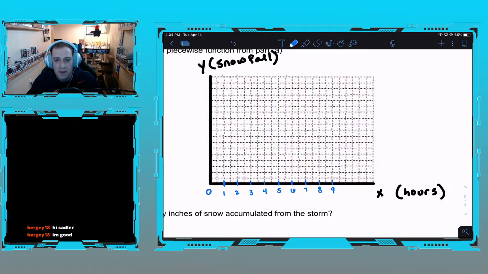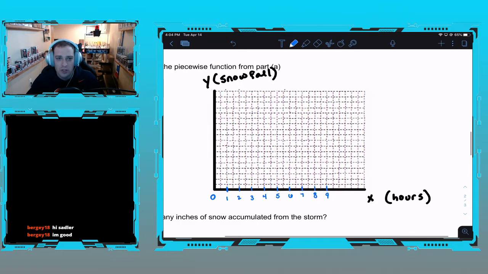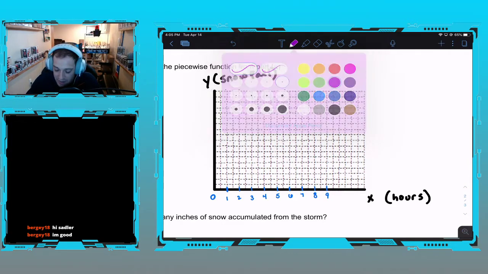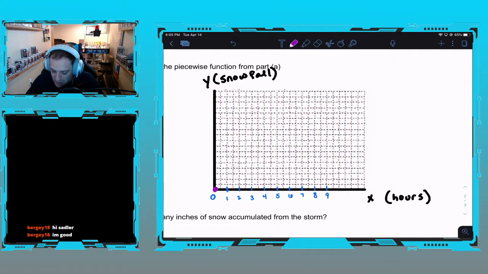Now, as far as the snowfall goes, we don't know the total amount of snowfall yet. That's what we're going to figure out as we graph it. All we do know is before the snowstorm had occurred, we're at 0. So we know we're starting at 0, 0. So I'm just going to read through it, and we're going to figure out how much snowfall has fallen, and we're just going to go from there.